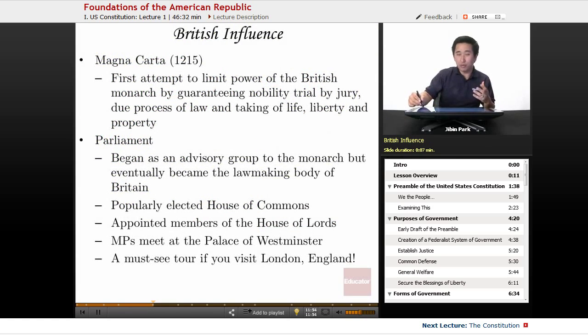So the British clearly had influence on the American government. I would say the most important document is the Magna Carta. This was the first attempt to limit the power of the British monarch by guaranteeing nobility trial by jury, due process of law, and protection from the taking of life, liberty, and property. So there is no British constitution. The British Constitution is really just a collection of all the laws that have been implemented.